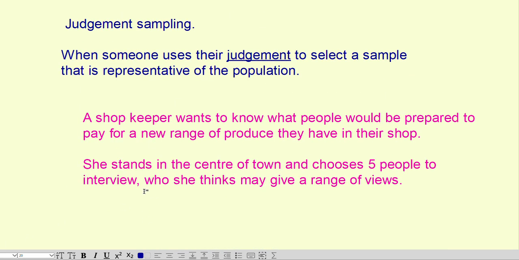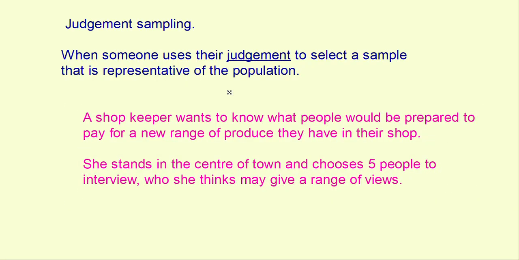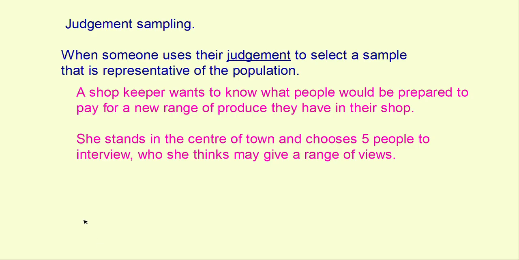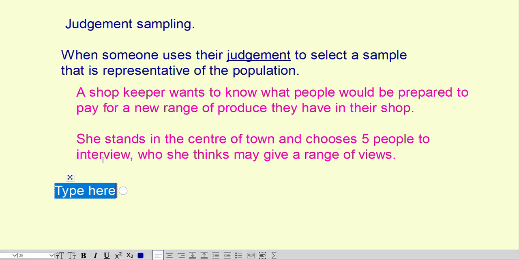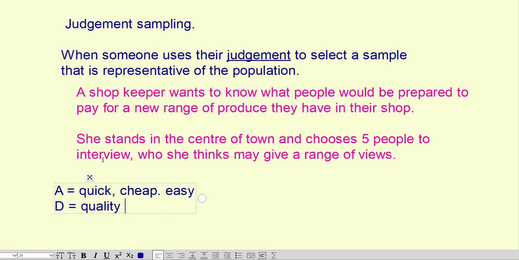And in fact, let's just do some advantages and disadvantages of this judgment sampling as well. The advantages are pretty much the same as they were for the other one. If we think about it, advantages, it's quick, it's cheap, it's easy. That's why you would do it. A disadvantage, the quality of the sample is going to be dependent on the person selecting the sample.